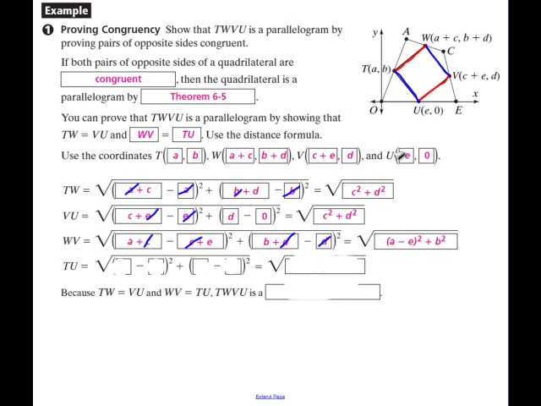And then when we do T and U, same thing, we get a minus e when we take T, then U, and then b minus 0. The 0 drops out, and we're just left with a minus e squared plus b squared, which is the same as WV. So we've shown that these two are congruent. If both pairs of opposite sides are congruent, then we know that it must be a parallelogram, right? So TWVU is in fact a parallelogram.